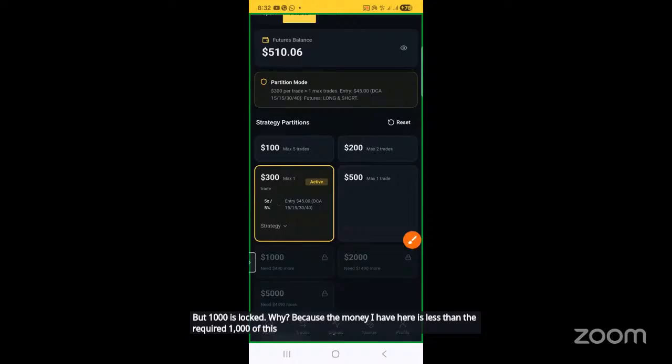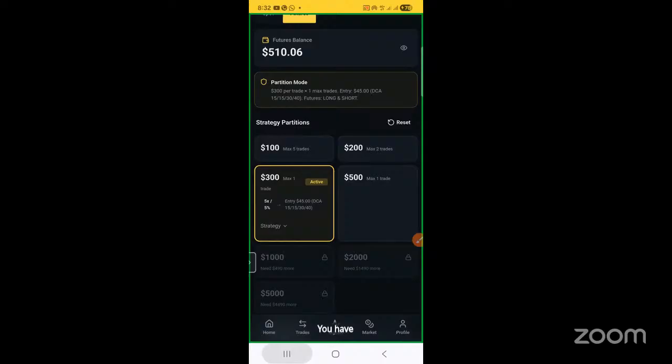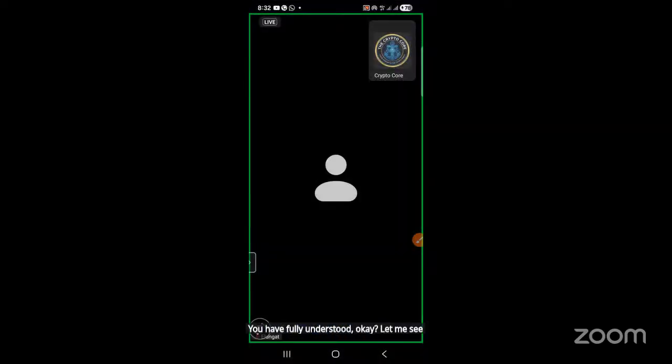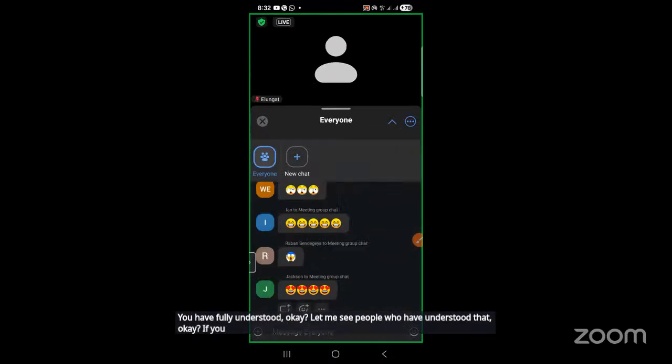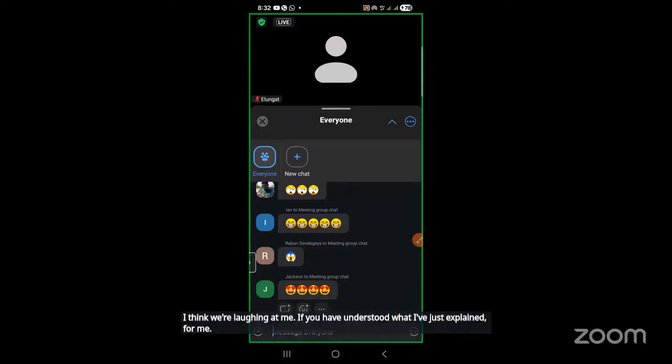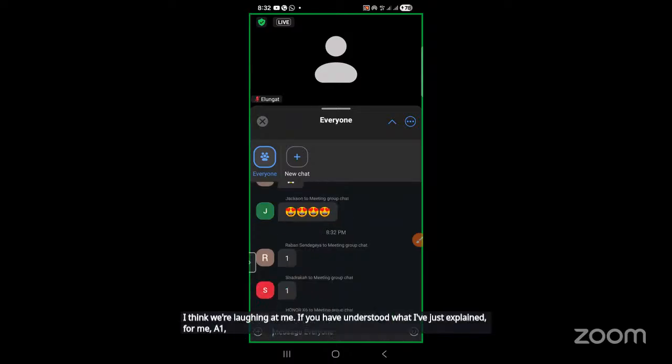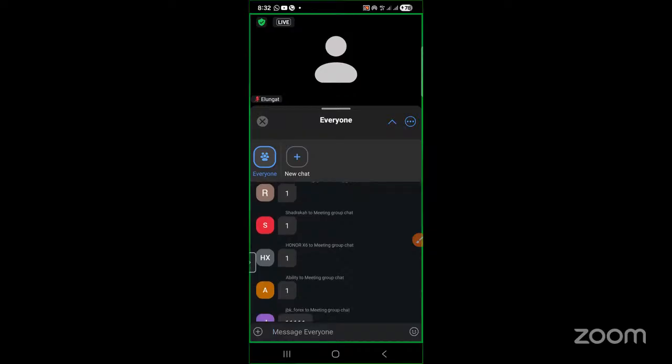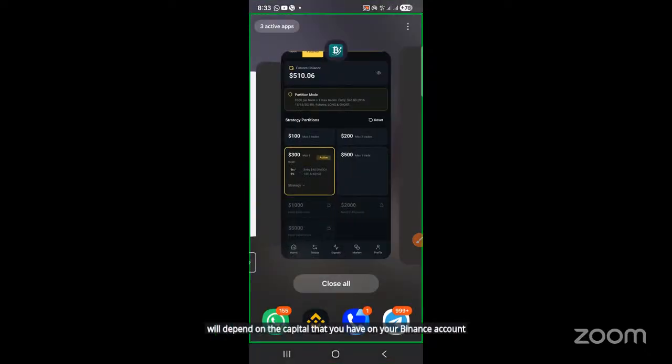So have you understood which partitions will be open and which ones will be locked depending on the capital? I hope you have understood. Let me see people who have understood that. If you've understood what I've just explained, type for me a one. Remove your laughing. Type for me a one. The strategy partition that will be open will depend on the capital that you have on your Binance account. That is good. You people have understood that.